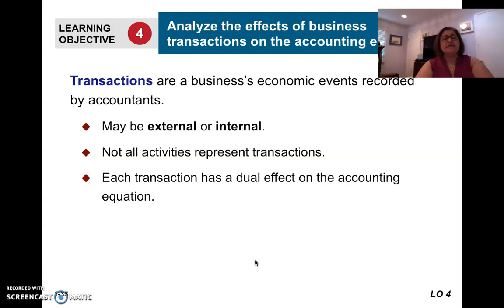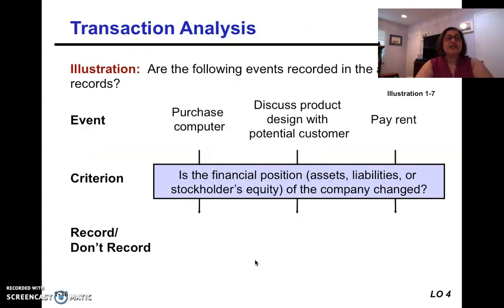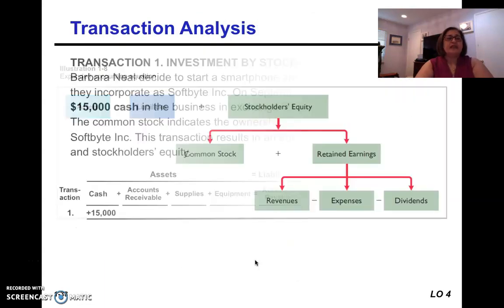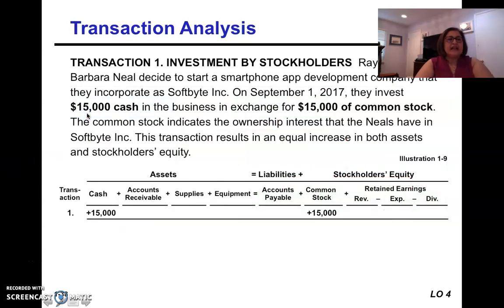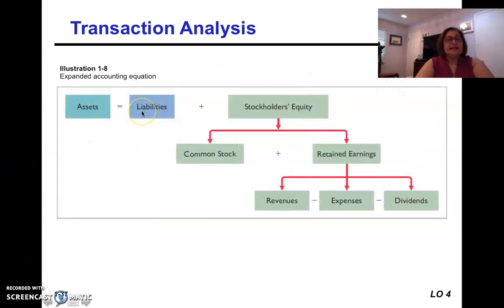Now, what we're going to do with the rest of this chapter is to look at the economic events of the company, which we call transactions, and analyze them and decide the effect of these transactions on the expanded accounting equation. And this is the expanded accounting equation. Assets equals liabilities plus common stock plus retained earnings plus revenues minus expenses minus dividends.